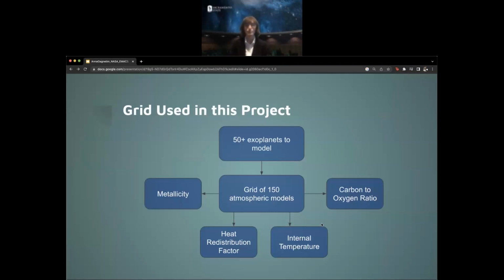And then the final thing I changed was the internal temperature of the planet itself. And I used 2 different values for that, 100 and 300 Kelvin.